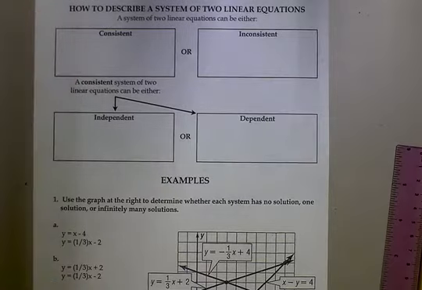So we have a few different vocabulary words that we can use to describe these three cases that happen when we graph a system of two linear equations. Now, a system of two linear equations can be either consistent or inconsistent. A system of equations is consistent when it has at least one ordered pair that satisfies both of the equations.